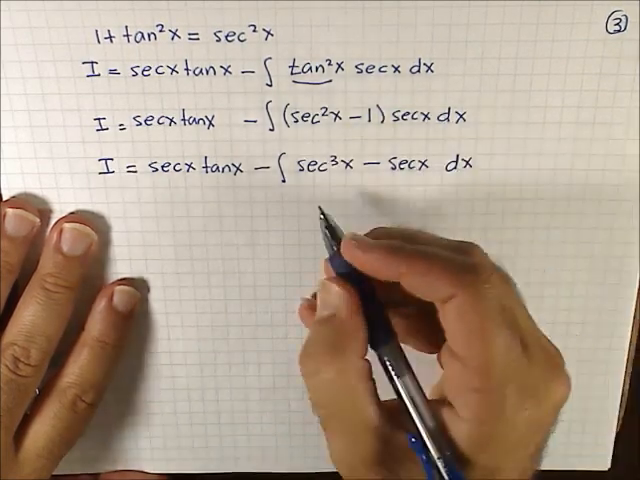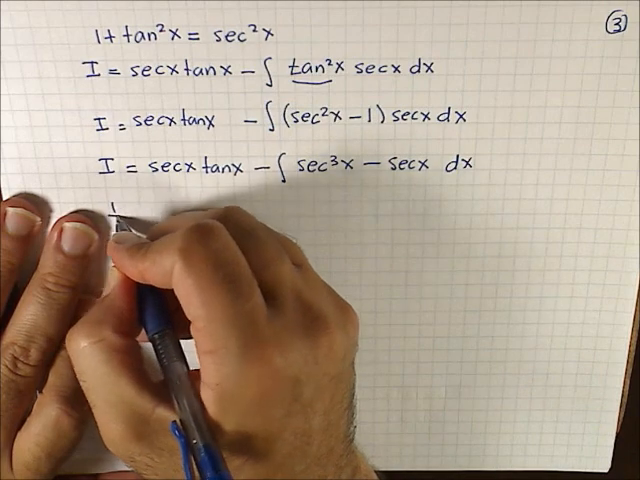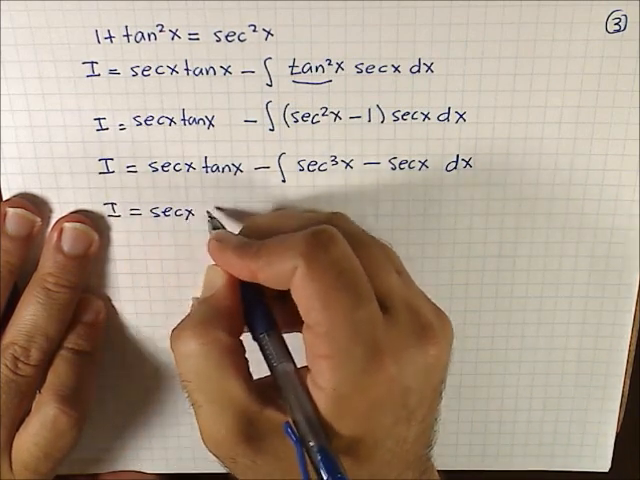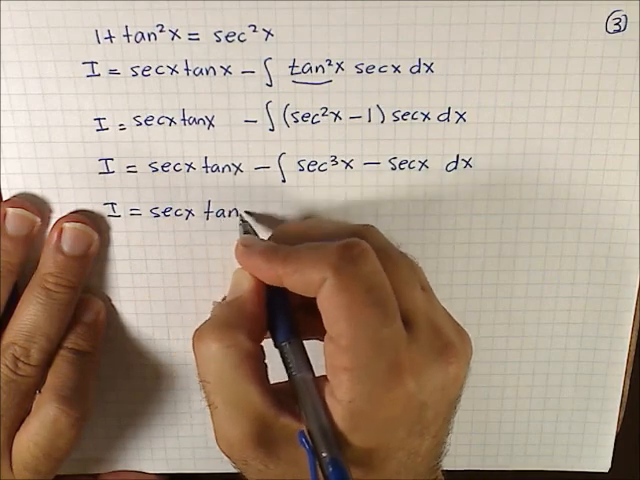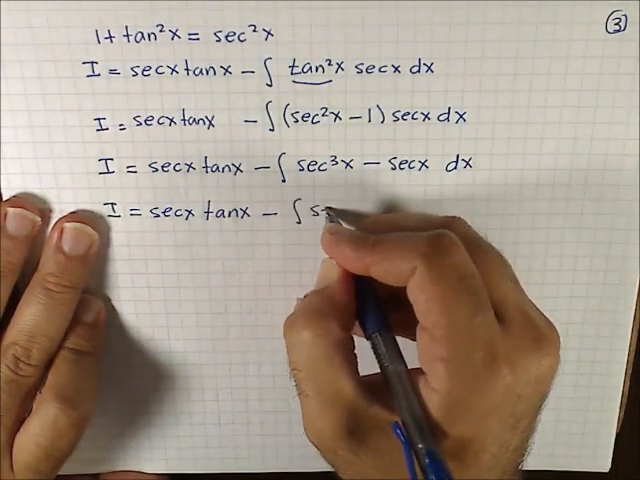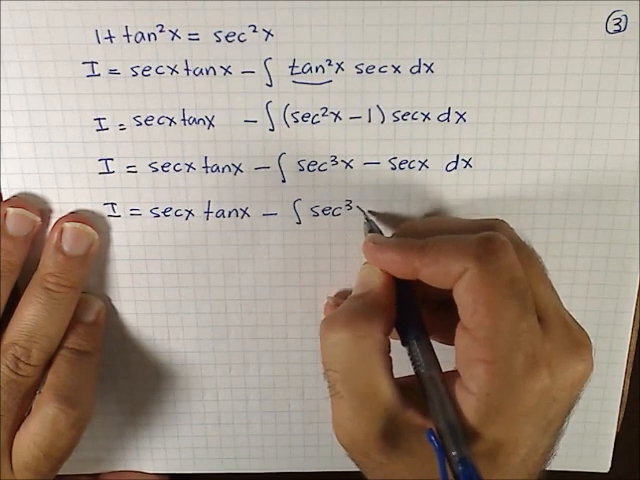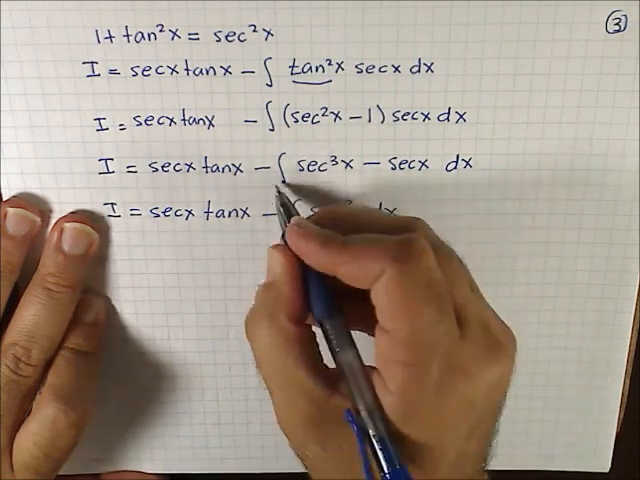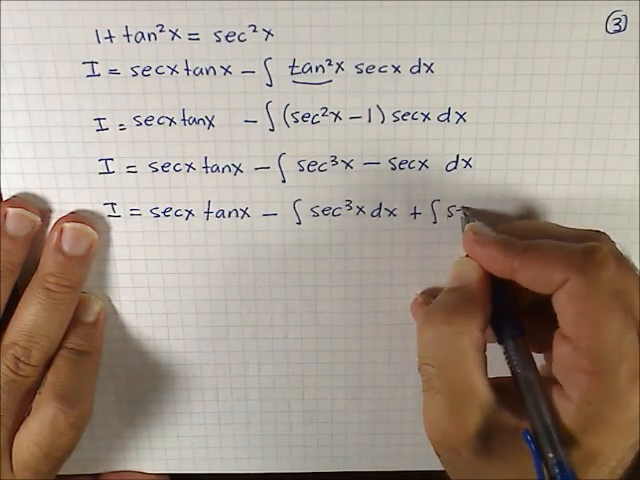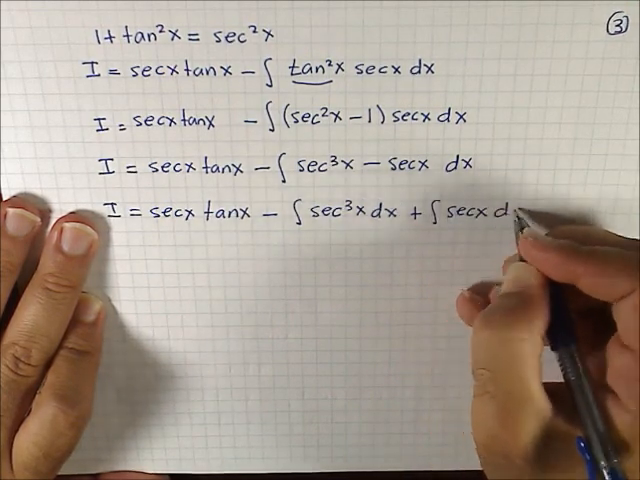Now let's integrate term by term. We get I is equal to sec x tan x minus integral secant cubed x dx. Minus times minus is plus. We get plus integral secant x dx.